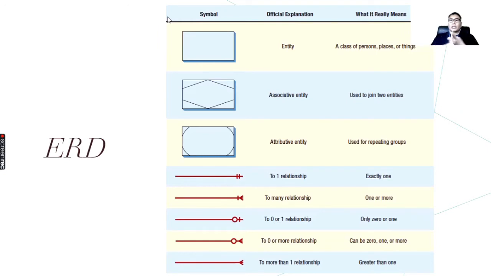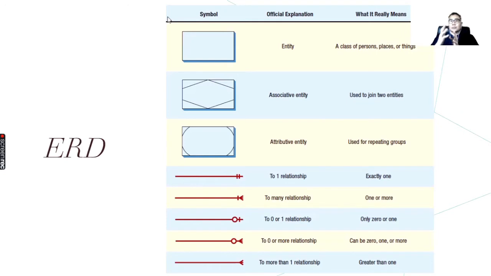The first notation here refers to where a member of the entity has to have a relationship with a member of the other entity. So always one relation. And the second one is where a member of one entity has to have a relationship with a member of another entity, but the relationship can be more than one. So at least one and then many.